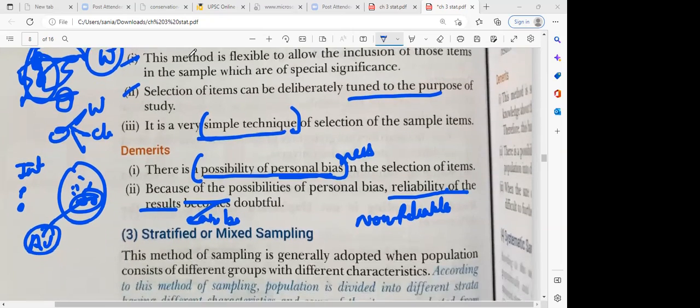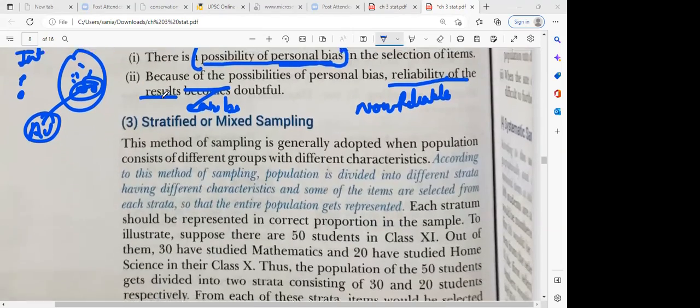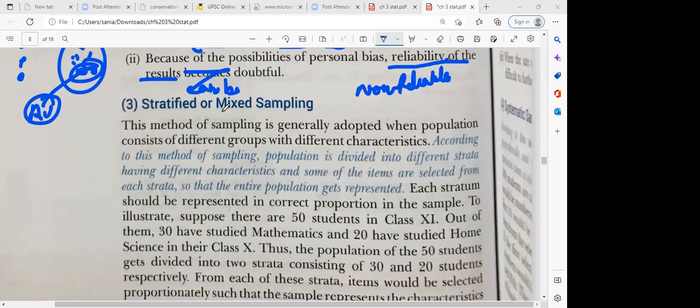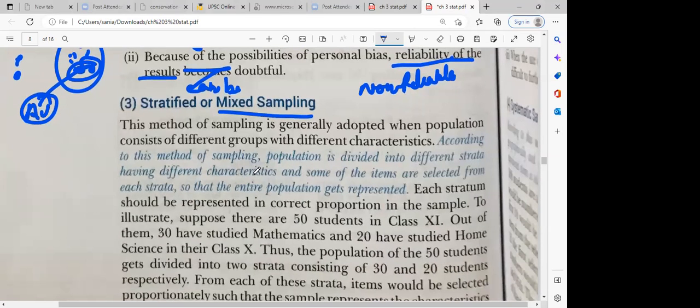Okay, so let's just start. I hope everyone is done. Let's just start with the next, which is your stratified or the mixed sampling. So ma'am, what is this? See, according to this method of sampling, population is divided into different strata having different characteristics, and some of the items are selected from each strata so that the entire population gets represented.